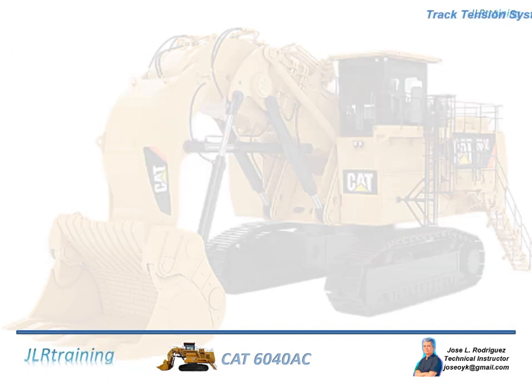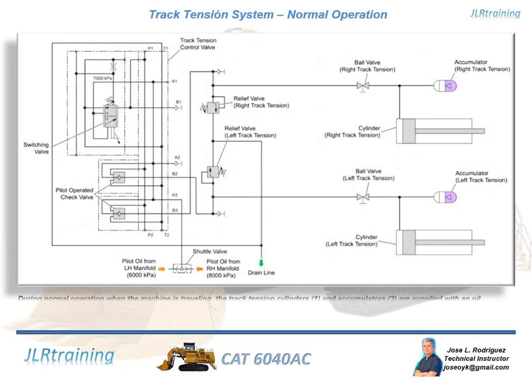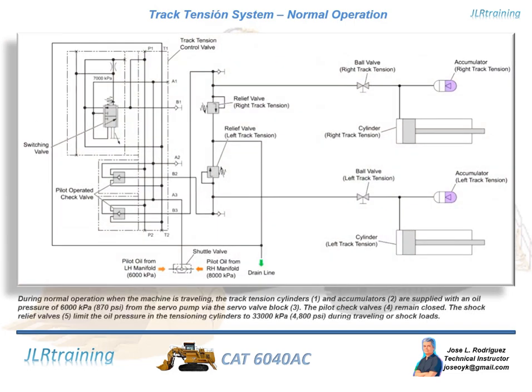Track tension system normal operation. During normal operation when the machine is traveling, the track tension cylinders, 1, and accumulators, 2, are supplied with an oil pressure of 6,000 kilopascals, 870 psi, from the servo pump via the servo valve block, 3. The pilot check valves, 4, remain closed. The shock relief valves, 5, limit the oil pressure in the tensioning cylinders to 33,000 kilopascals, 4,800 psi, during traveling or shock loads.